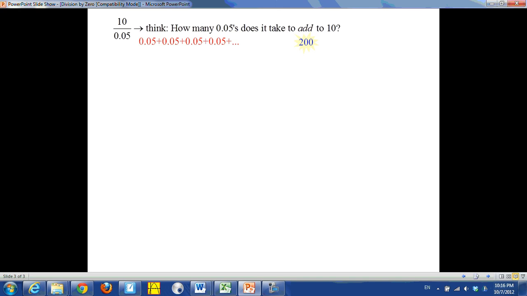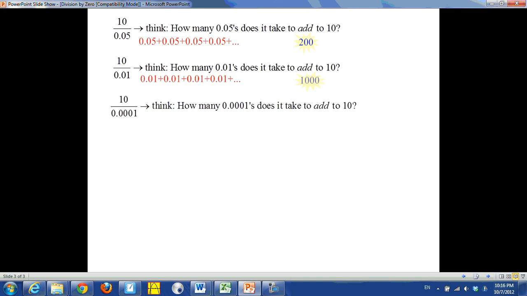Hopefully you're noticing that the denominator is decreasing, and as the denominator decreases, what's happening to the quotient? It's increasing. Let's decrease the denominator a little more. 10 divided by 0.01. How many 0.01s does it take to add to 10? Well, how many 0.01s will it take to add to 1? That 0.01 is 1/100th. Well, that means 100 of them equal 1, which means 1,000 of them would equal 10.